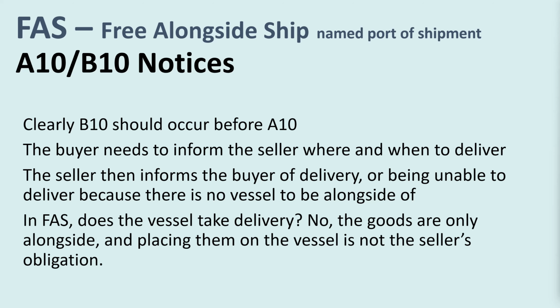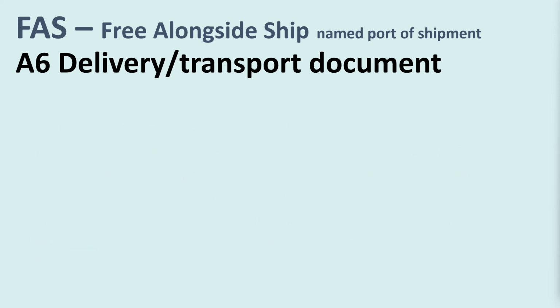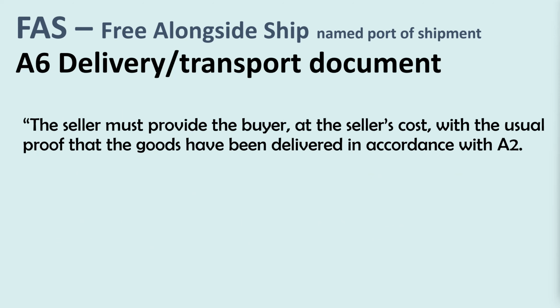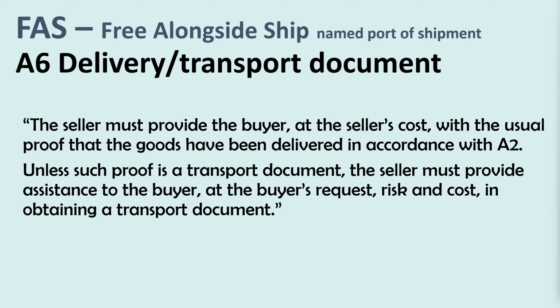A6, delivery transport document. The seller must provide the buyer, at the seller's cost, with the usual proof that the goods have been delivered in accordance with A2, unless such proof is a transport document. The seller must provide assistance to the buyer, at the buyer's request, risk and cost, in obtaining a transport document.